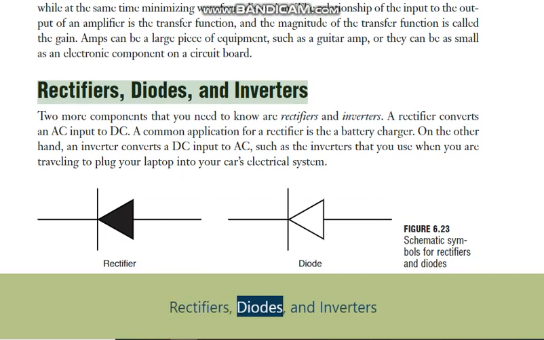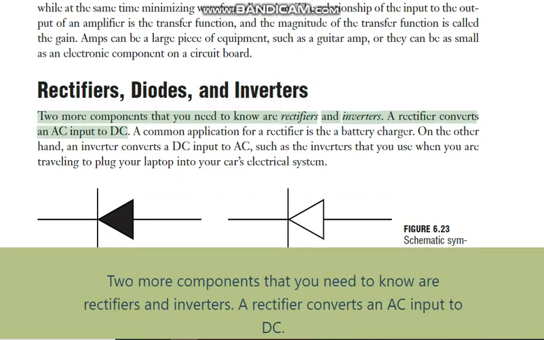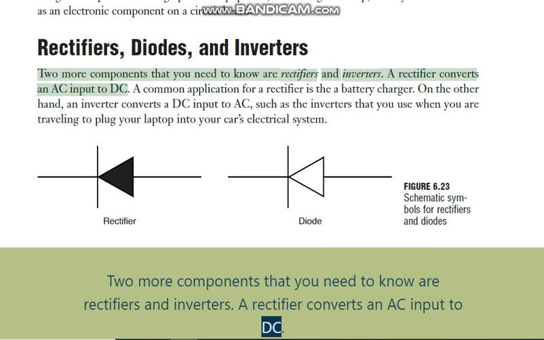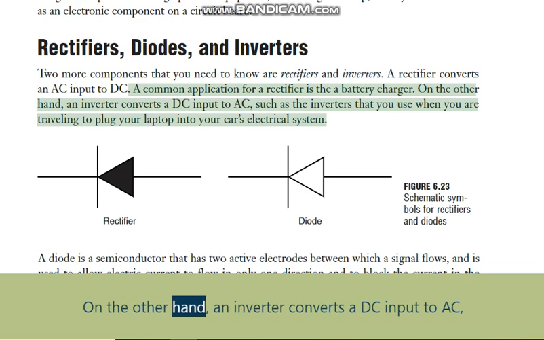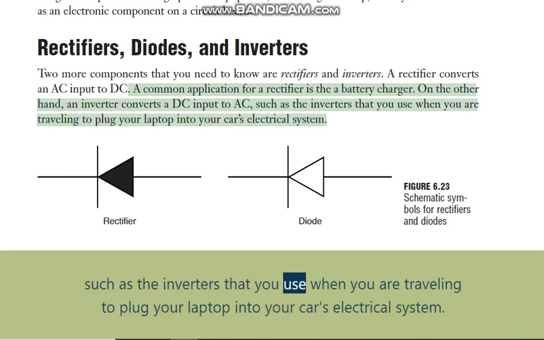Rectifiers, diodes, and inverters. Two more components that you need to know are rectifiers and inverters. A rectifier converts an AC input to DC. A common application for a rectifier is the battery charger. On the other hand, an inverter converts a DC input to AC, such as the inverters that you use when you are traveling to plug your laptop into your car's electrical system.